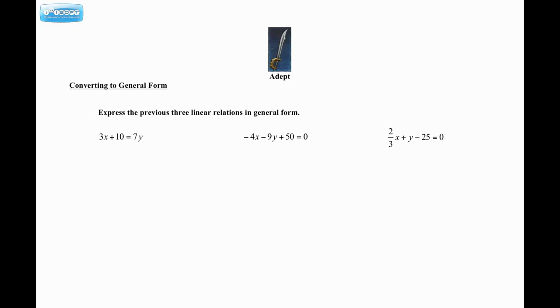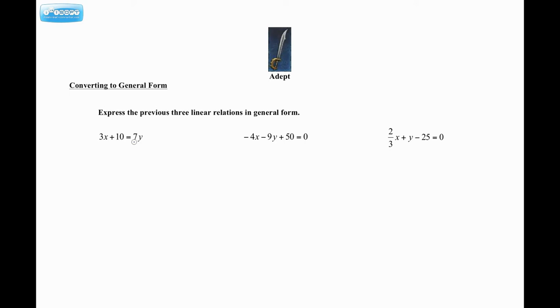Alright, so in this video, we are going to convert to general form. And we're actually going to work with the previous three equations from the previous video. So we have 3x plus 10 equals 7y. Now we want everything in general form. If we wanted it in slope-intercept form, we would just isolate y, and we would get it in y equals mx plus b form.